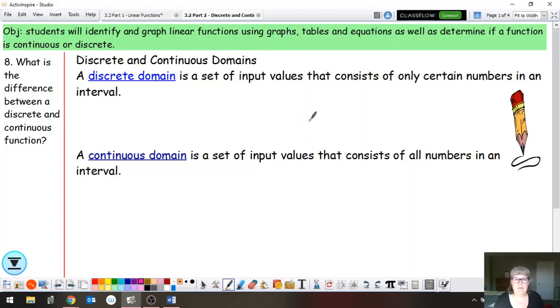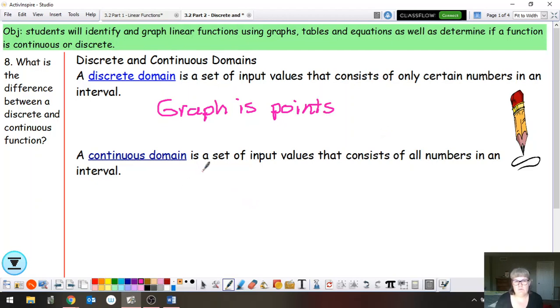There's one more thing to talk about in section 3.2, and that's whether functions are discrete or continuous. In section 3.1, I did mention continuous a little bit, but I didn't mention discrete. Discrete is a set of input values that consist of only certain numbers in an interval. So when we're talking about a discrete domain, we're talking about very specific numbers. And what this looks like on a graph is that the graph is points. It's dots. It's very specific points on the graph.